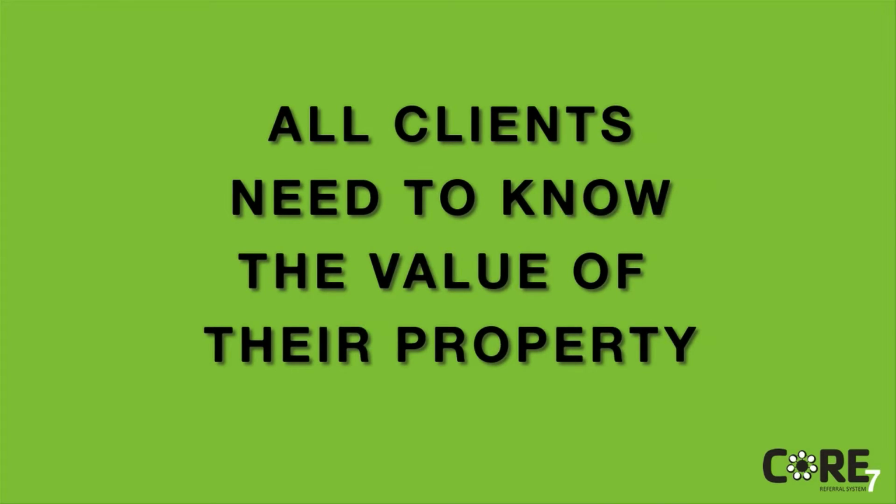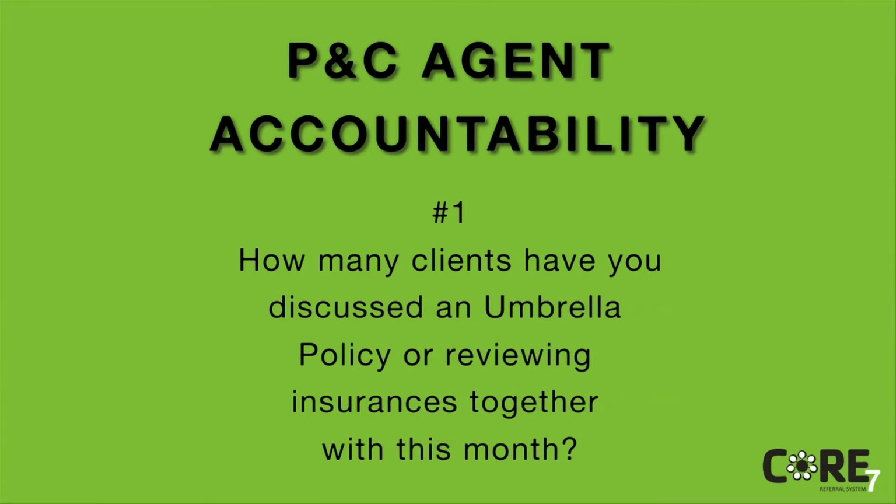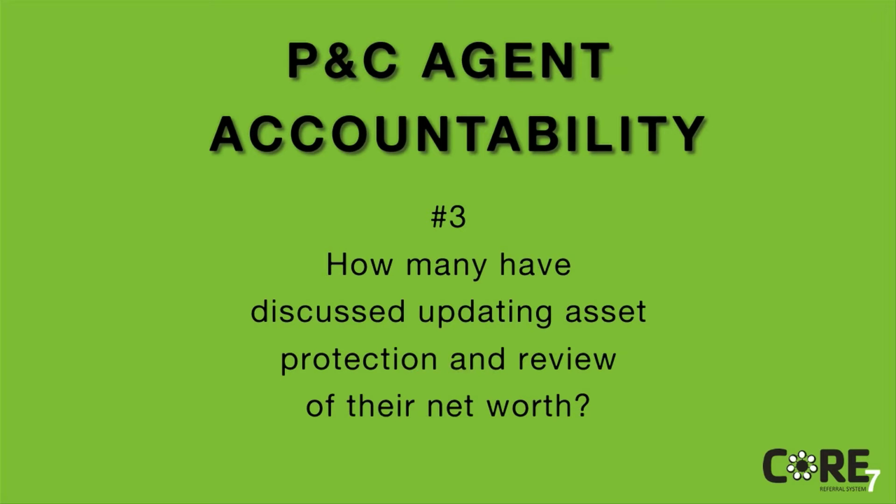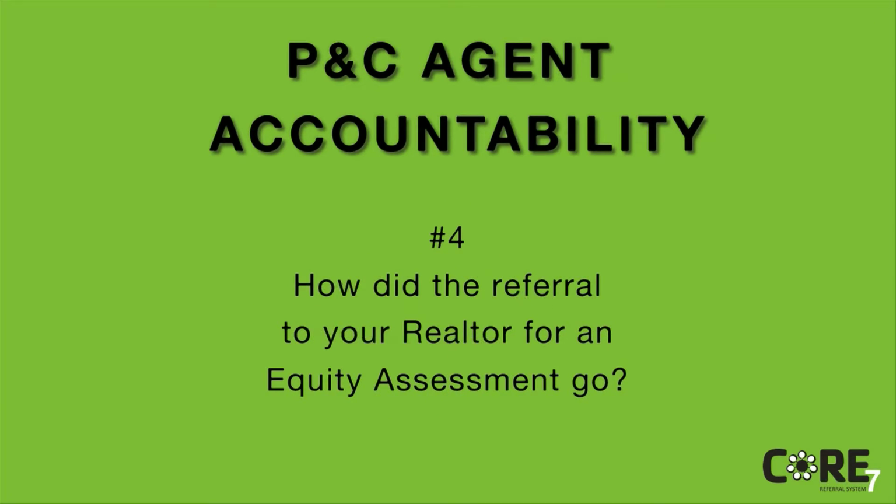Let's go over the mastermind group meeting questions for the PNC agent. Okay, great. The questions that need to be asked at each and every meeting are: number one, how many clients have you discussed an umbrella policy or reviewing your insurances together this month? Number two, how did the referral to the financial advisor go? Question number three, how many have discussed updating asset protection and review of their net worth? And number four, how did the referral to your realtor partner for an equity assessment go? And again, there's the accountability. You're asking very specific questions about how they went about referring their primary targets.